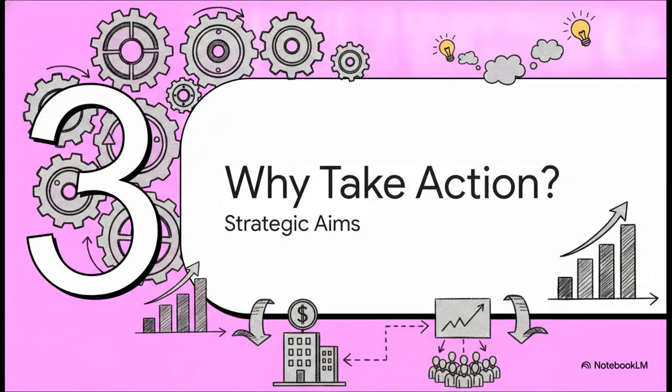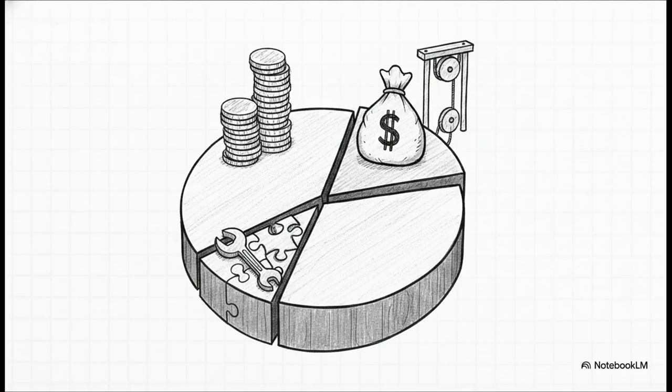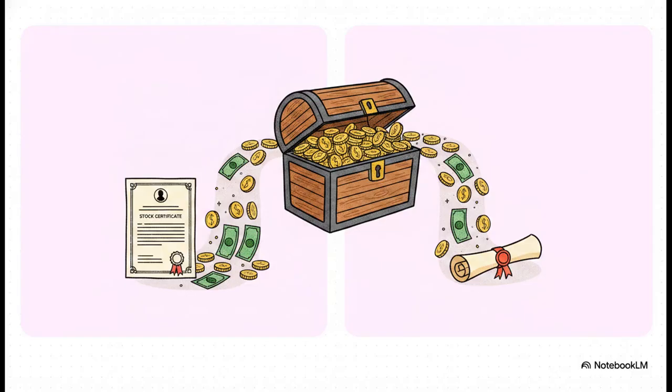Which brings us to Section 3, why companies take action. What actually drives an issuer to wake up and instigate these massive structural changes in the first place? Well, it essentially boils down to 3 strategic aims. Think of it as a pie of corporate motivation: distributing income, raising capital, or restructuring. Every single corporate action out there, no matter how complex or weird it seems, fits neatly into one of these strategic goals.